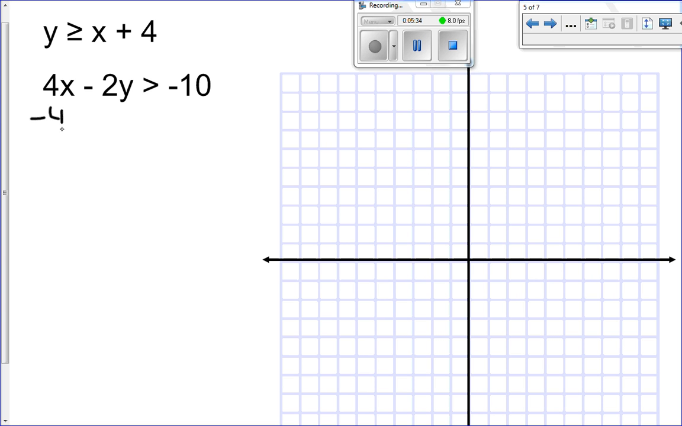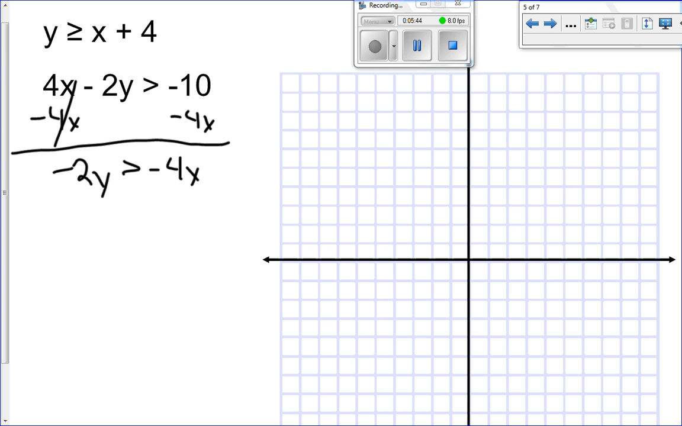So I'm going to subtract 4x from both sides. And I get negative 2y is greater than negative 4x minus 10. And then to solve for y, I'm going to divide everything by negative 2. But be careful when you're dividing by a negative or multiplying by a negative. Whenever we divide by a negative, our inequality sign is going to flip.